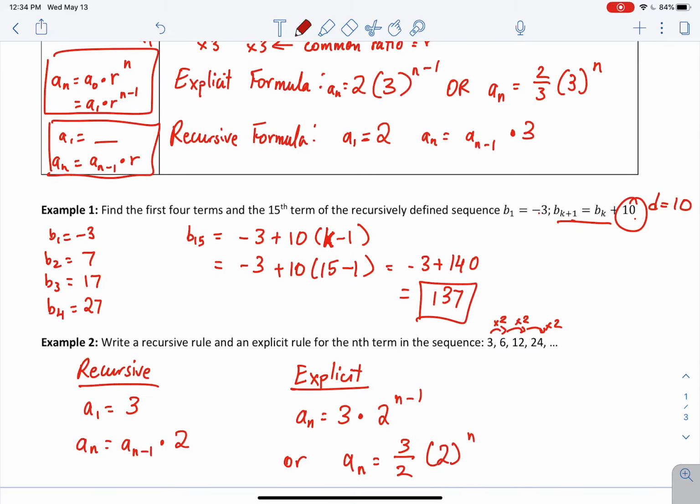So hopefully that gives you an idea of sequences. If you had any questions about it, hopefully this answered any questions you had.